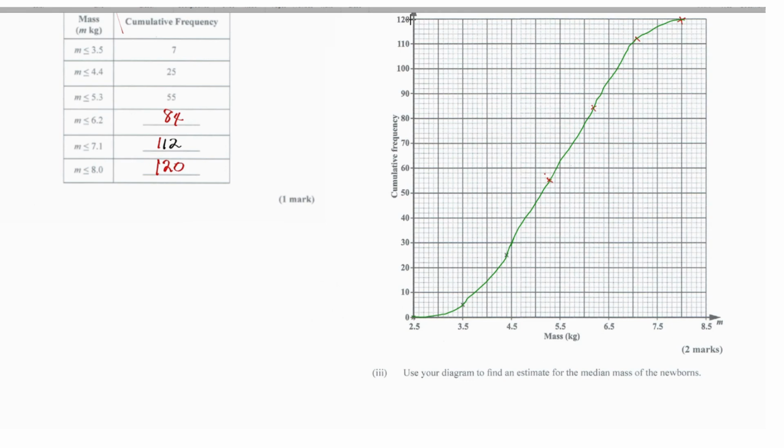So from the survey, we know that there are 120 babies. So the median would be, we identify halfway here, which is the 60th, and then we read across. And where it cuts the curve, we read downwards for that value. And on my graph here, it's showing, so this is 5.1, 2, 3, 4, 5.4 kilograms. So I can write that down. So that's 5.4 kilograms.